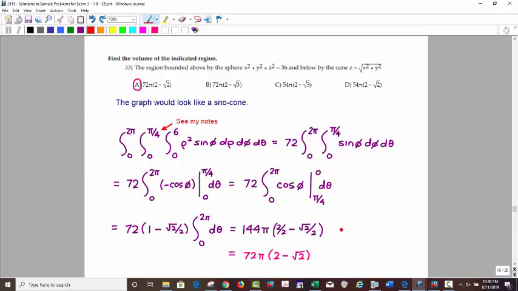I was just trying to clean it up to make the answer look nicer. You could obviously check it by making your answer a decimal and seeing if it matches the same decimal. But I just got a common denominator and made it 2 minus root 2 all over 2. Then that 2 goes into 144 and makes it 72. So it's 72 pi times 2 minus root 2.